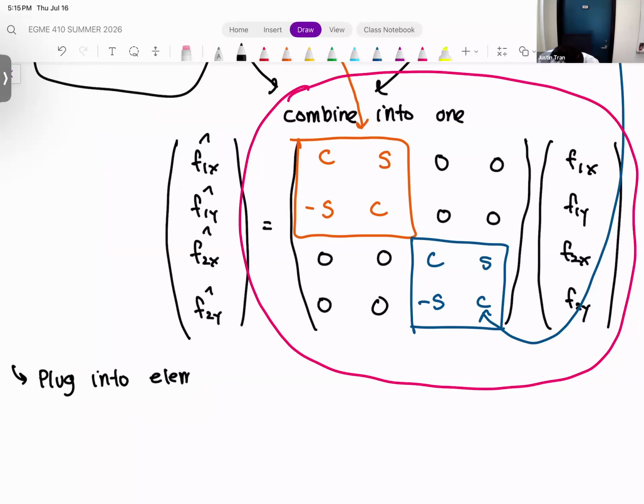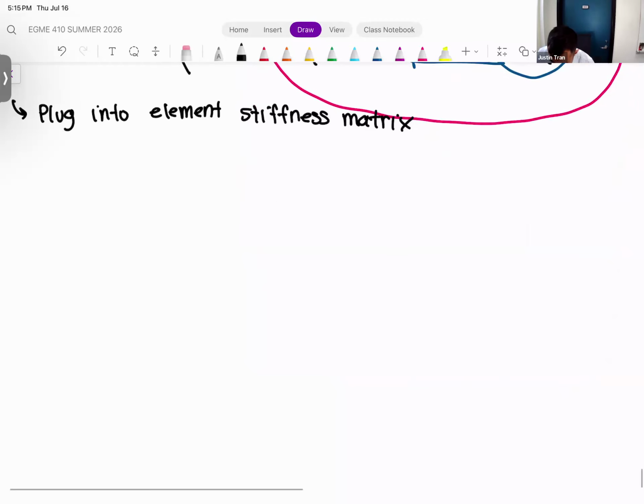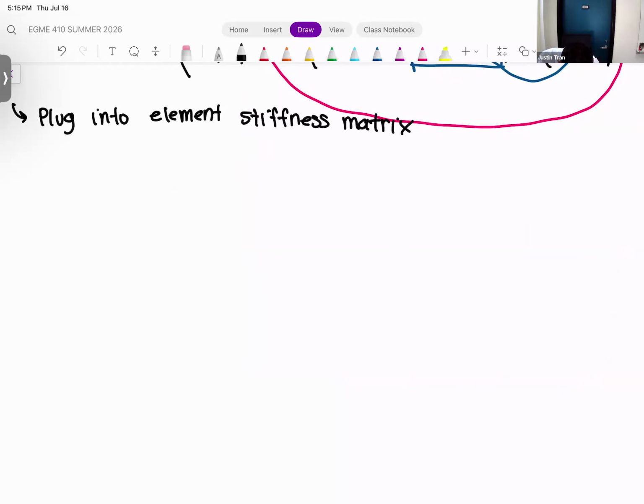The element stiffness matrix. Okay, and so we do that. It's going to be a lot of writing here, but it'll be worth it. All right, and so on the left-hand side, we're going to plug in for the F hats. And so F1x hat, F1y hat, F2x hat, F2y hat. Okay. And so first we have a 4x4 matrix. And so we have C, S, minus S, C, 0, 0, 0, 0, 0, 0, 0, 0, C, S, minus S, C.